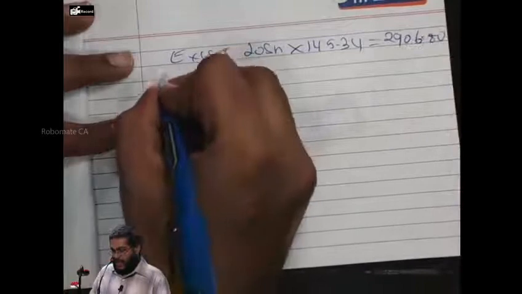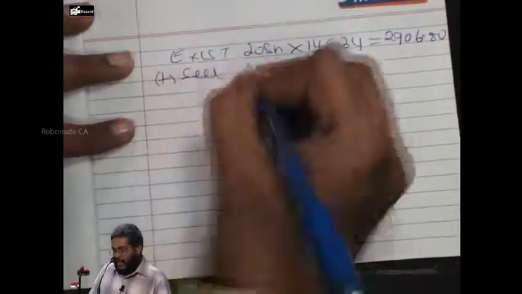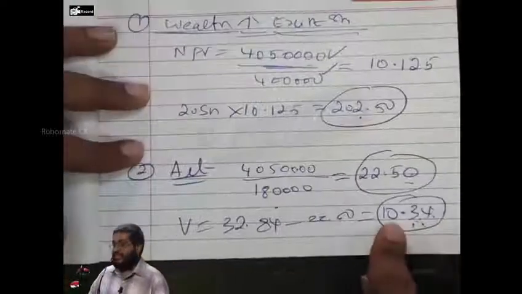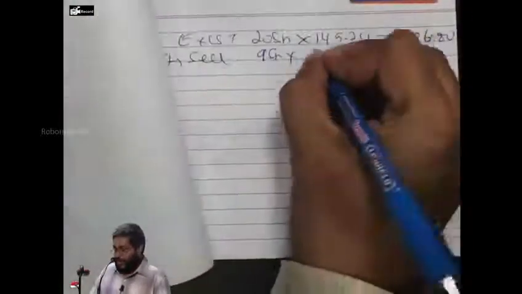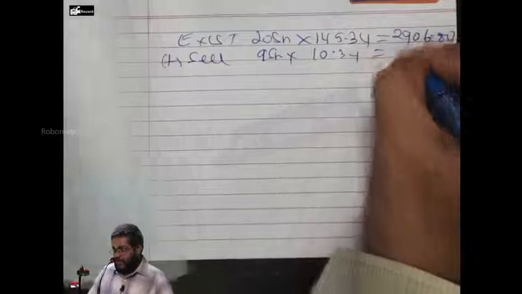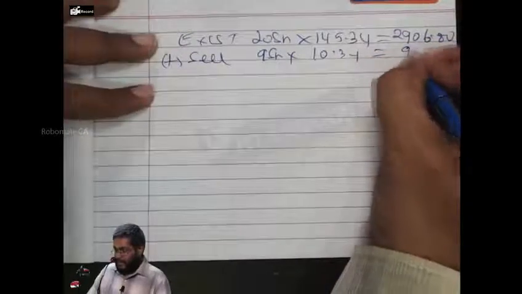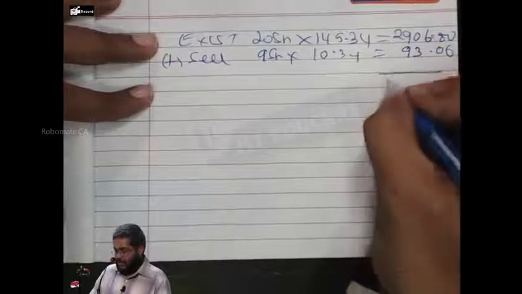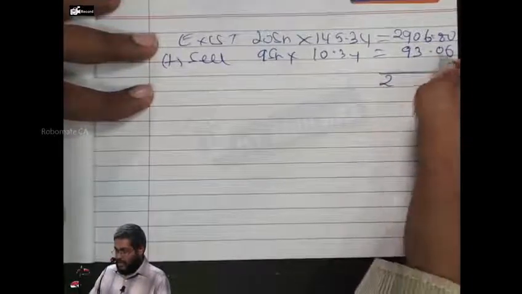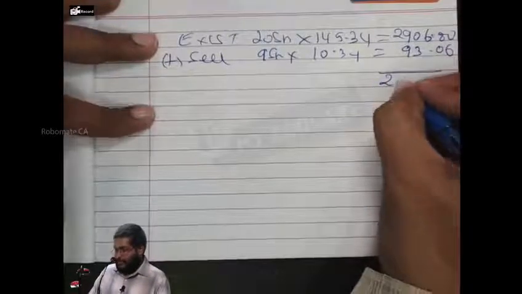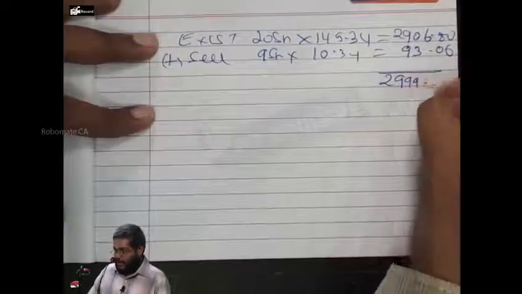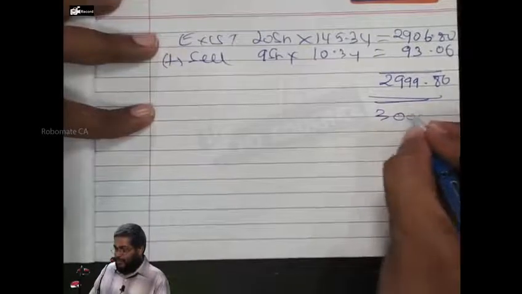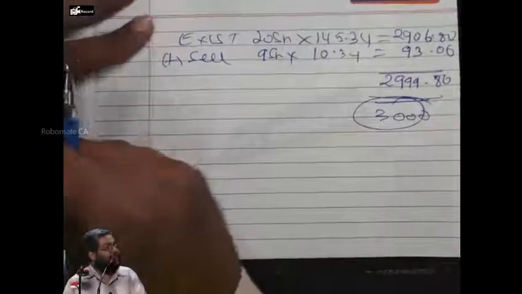2906.80. Now, he is going to sell the rights. How many rights? 9 shares. He is going to sell at 10.34. So 10.34 into 9 is 93.06. What is the total? 2,999.14, about 3,000. Tell me the wealth change. It does not change.